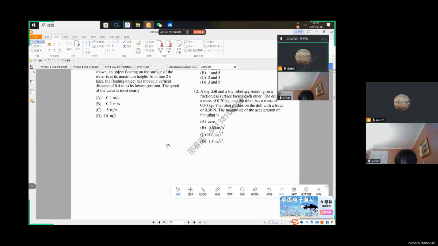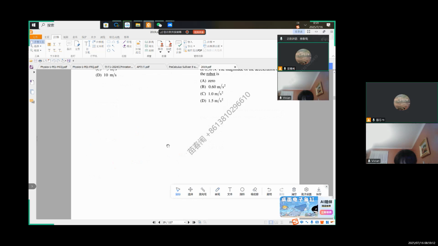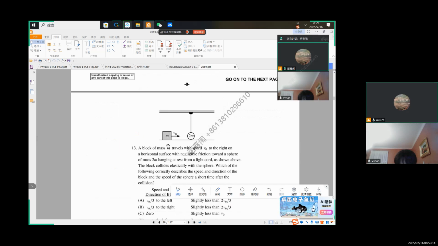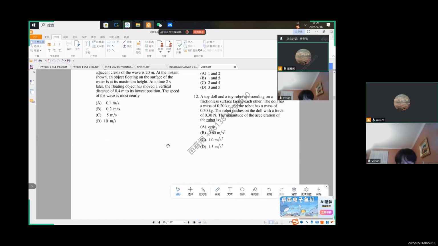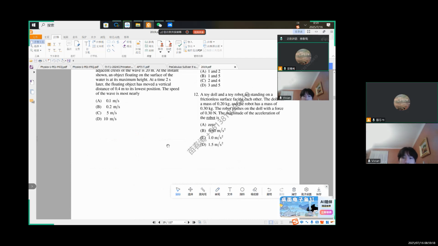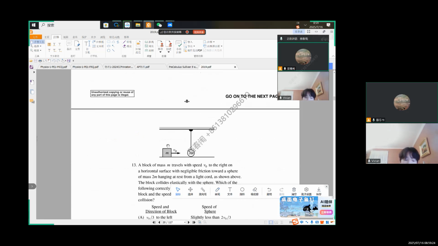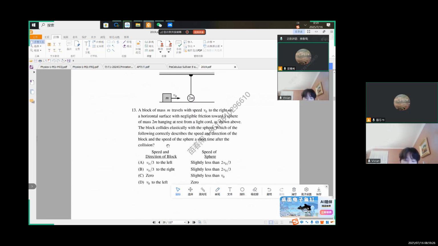So yeah. Wait, for this one you have to use sigma F equals ma, right? Don't use momentum. You can, but there's not enough information, right? For 12. Because I don't know the velocity afterwards. I don't really know the time, right? So don't use momentum for 12. Not enough information for that. Let's say 13.